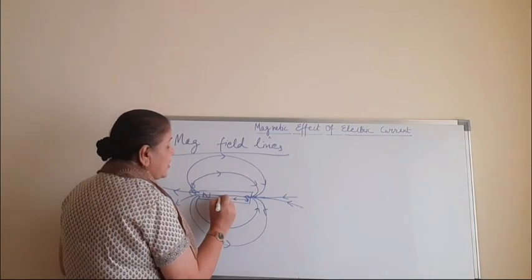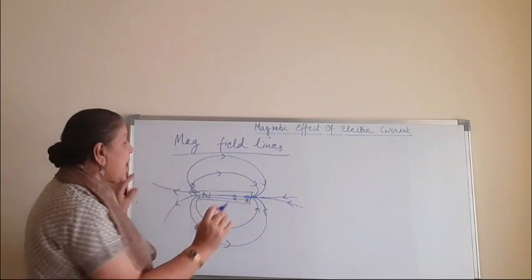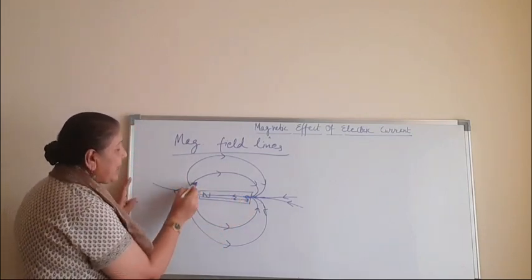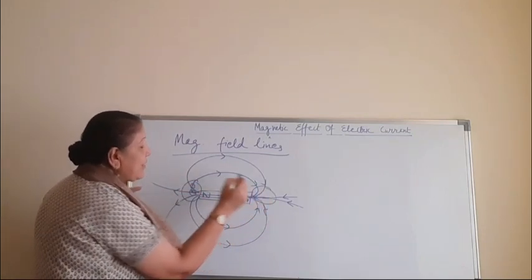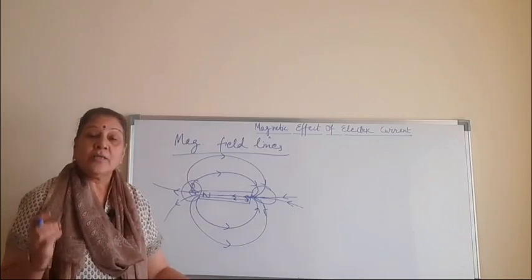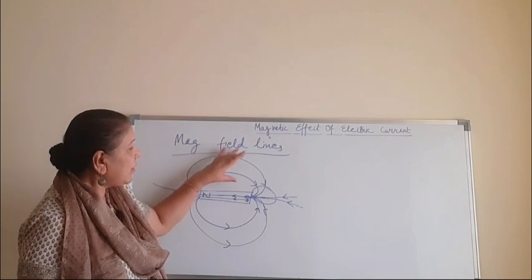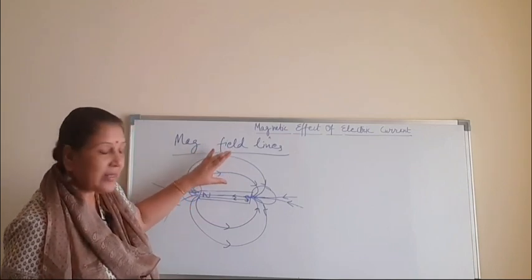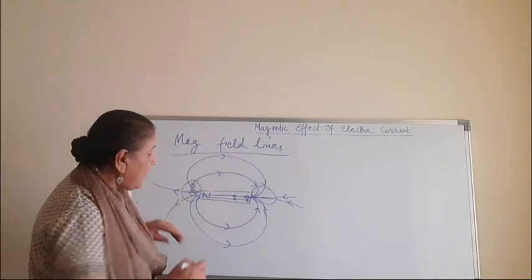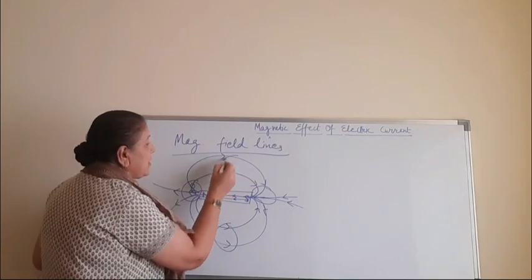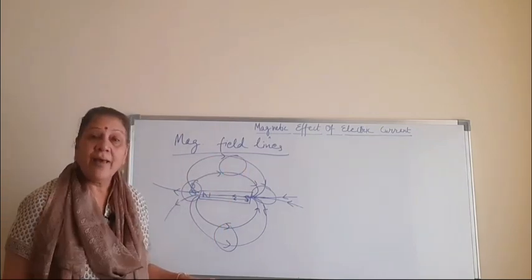Here, if you see the shape outside, where the magnetic field lines are crowded, especially at the poles, the strength of the magnetic field is more. As you go further, these are separated, these are wide apart. Here, comparatively, the field strength will be less.